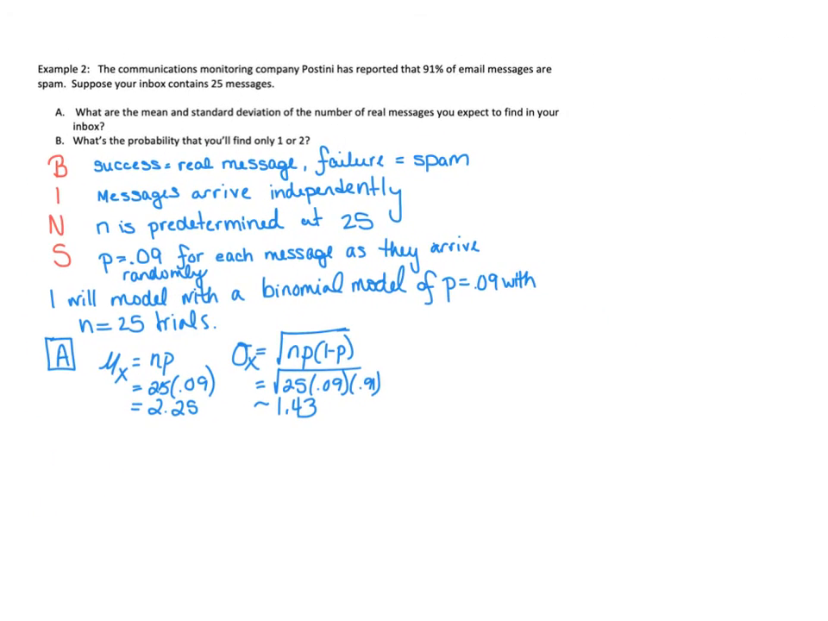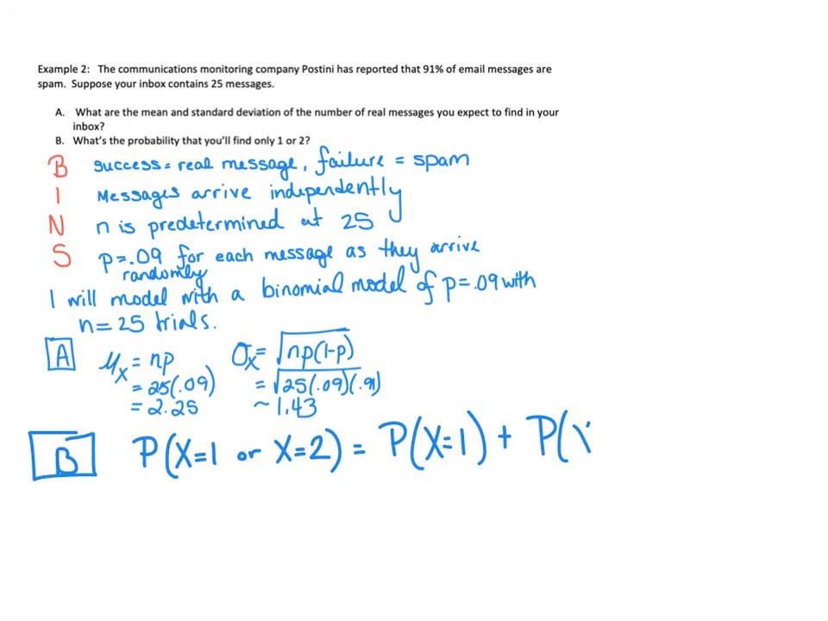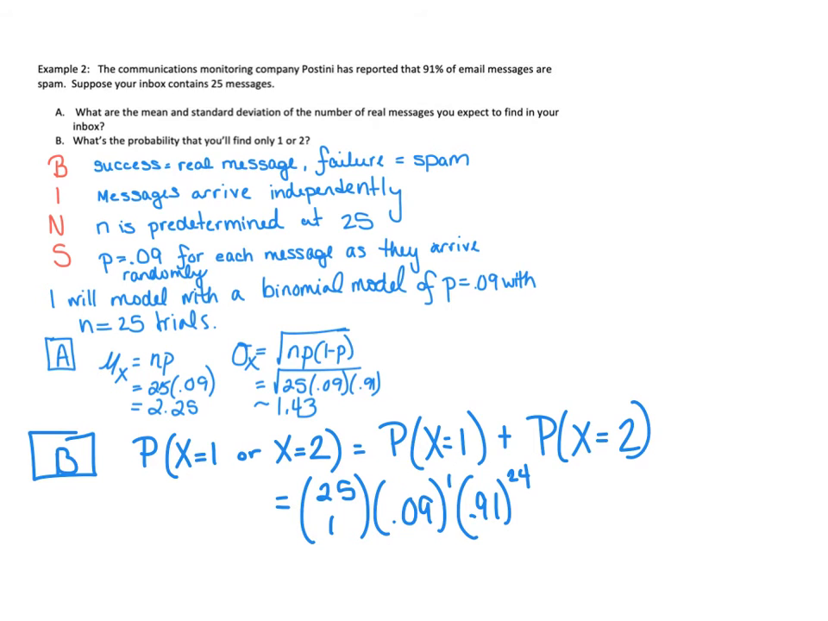So what's the probability that you find only one or two real messages? So this would be the same as the probability that x is 1 plus the probability that x is equal to 2. So mathematically, that would be equivalent to a combination from 25. We are selecting just one success, so all the different ways that occur, times 0.09 to the first power, and then we would have 24 failures, so 0.91 to the 24th. Again, you can just plug that into the formula. I'm just showing you how to logically think it through.